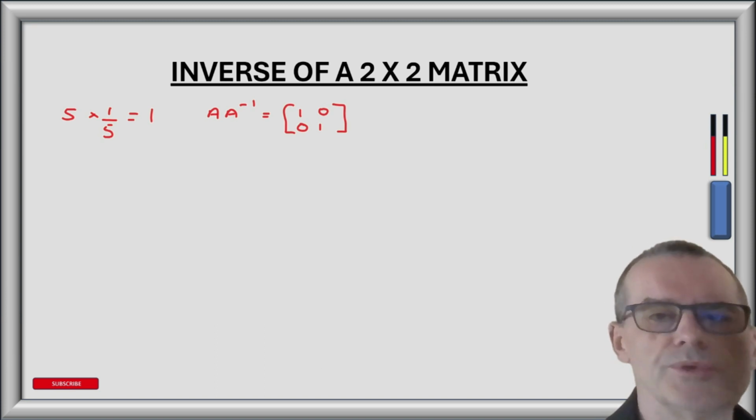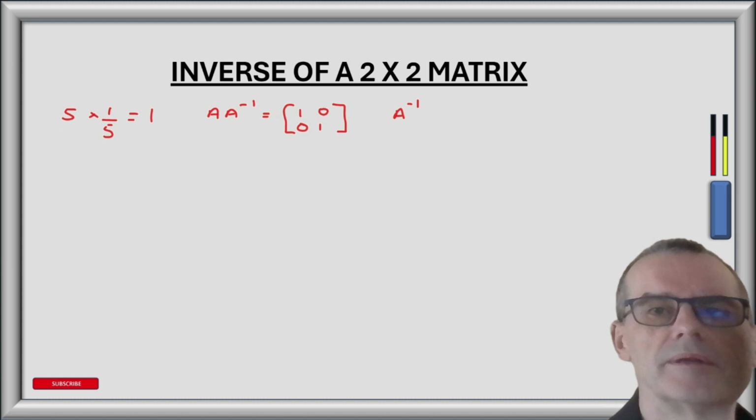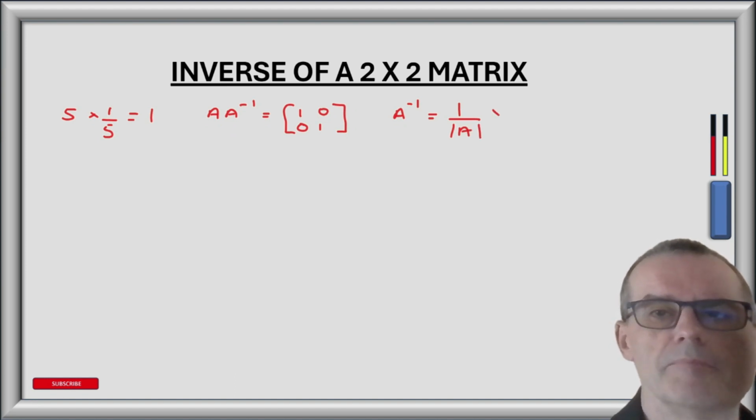So how do we calculate the inverse of a matrix? The inverse of a matrix A, denoted as A minus 1, is equal to 1 divided by the determinant of A and then multiplied by the adjoint of A. Now please note that the determinant of A must not equal 0.